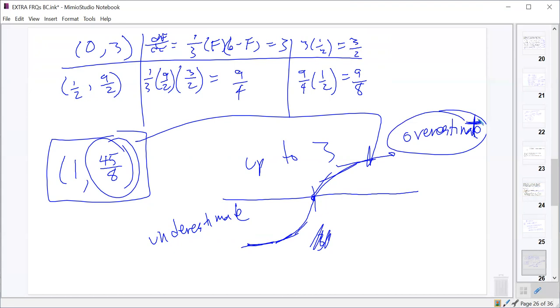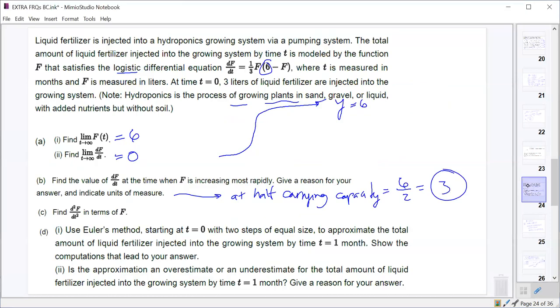It should be an overestimate because the values of f that are greater than 3 make it an overestimate, and the values of f that are less than 3 over here are an underestimate. And since our value is greater than 3, that makes sense. Any questions on that one? That was it for part D, right? There was nothing else to part D. Yeah. Cool.